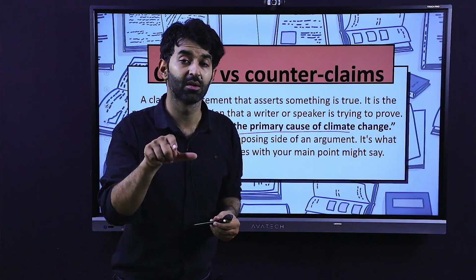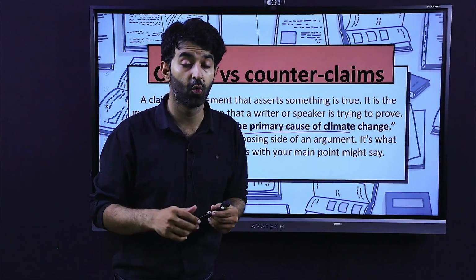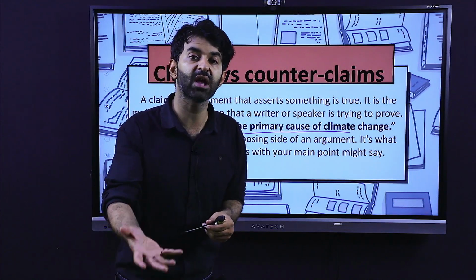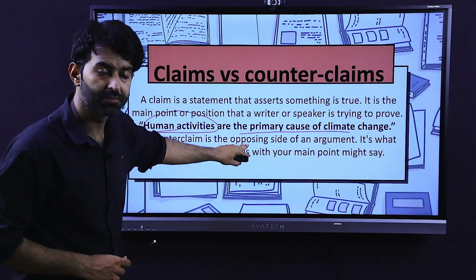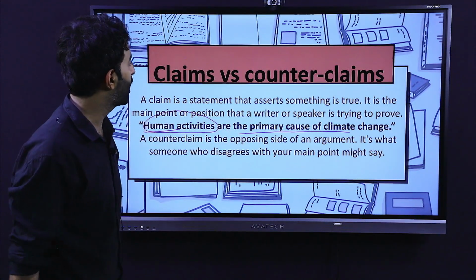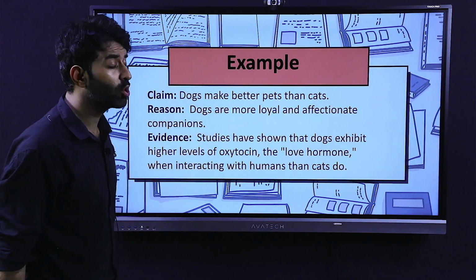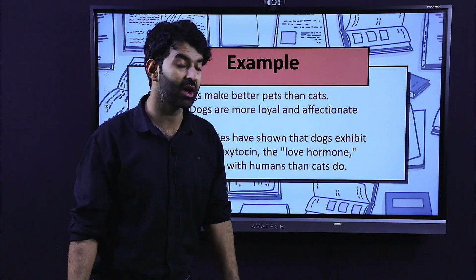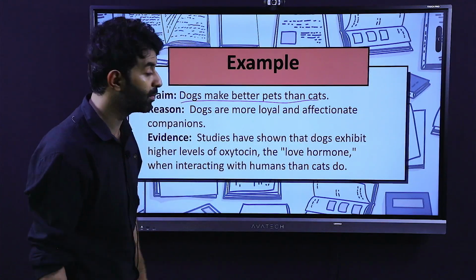Now, this claim, this assertion and statement would be a counterclaim. This is countering my claim that I made about climate change, right? So this is all about claim versus counterclaim. Now, let's look at this exemplary sentence. Dogs are better pets than cats. This is a claim that somebody makes.